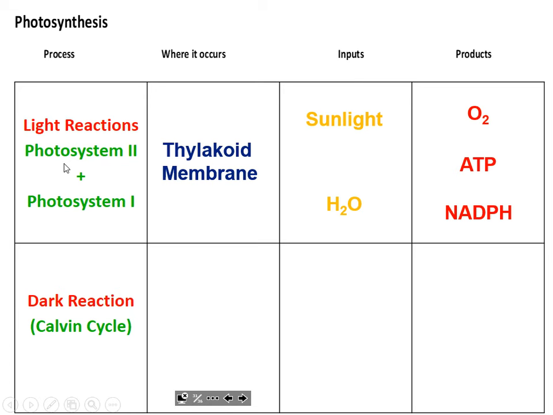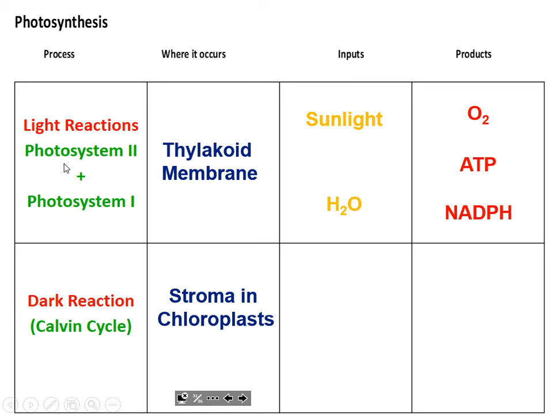Now let's switch over. The dark reaction, which is also known as the Calvin cycle. Where, oh where, does the Calvin cycle occur at? In the stroma of the chloroplast. Excellent. The stroma of the chloroplast.